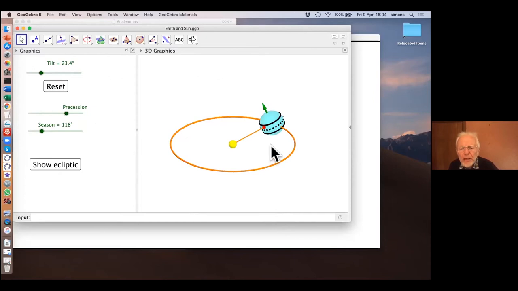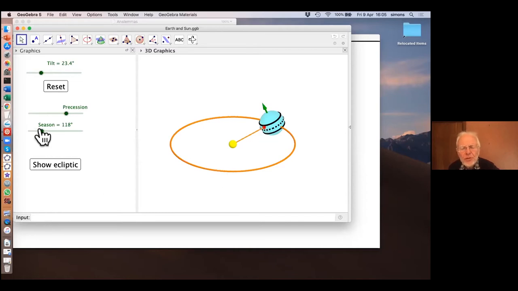Now, the thing we're going to make a lot of use of is this red dot here. It's called the subsolar point. The subsolar point is the nearest point on the surface of the Earth to the sun. So it's also the point on the surface of the Earth where the sun is directly overhead. And it's also the point where the line from the center of the sun to the center of the Earth meets the surface of the Earth.